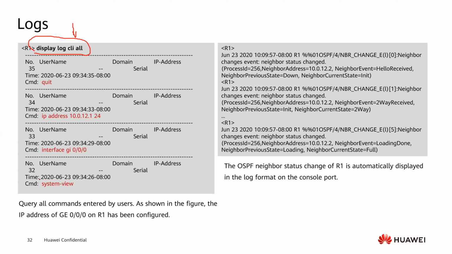Here is the time. Here we can see first we input system view, then we configure the interface, and then the IP address, and quit. That means we configured the IP address of R1.